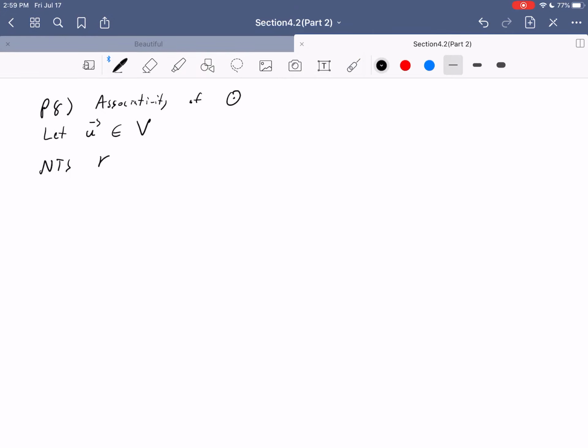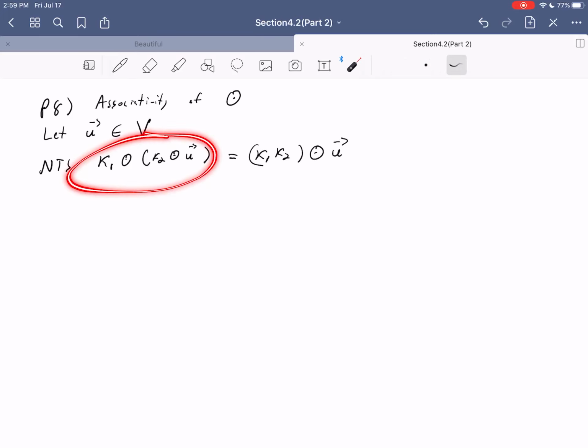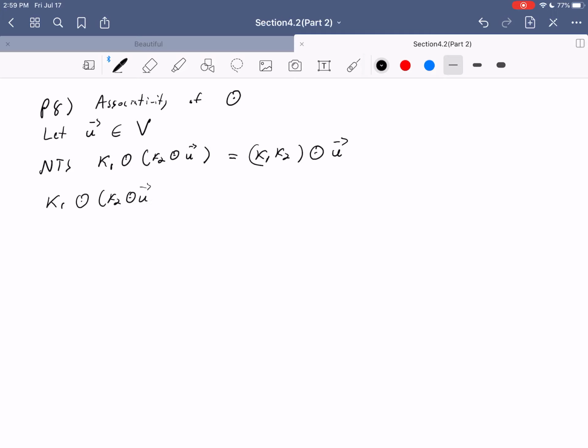We need to show that K1 scalar multiplied with K2 scalar multiplied with U is supposed to be equivalent to K1 times K2 as a real number multiplication, and then scalar multiplied onto vector U. Once again, we can just start from the left-hand side and work our way over. So K1 scalar multiplied with K2 scalar multiplied with U. Well, we can figure out what happens in here first. That's going to be K1 scalar multiplied with K2. We know is going to distribute onto each piece.